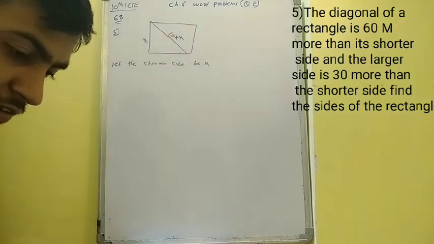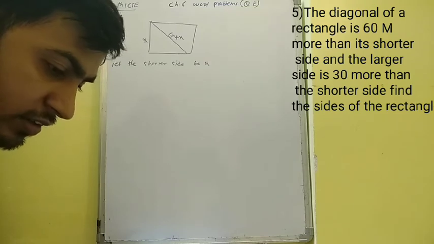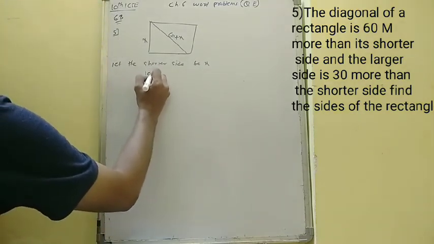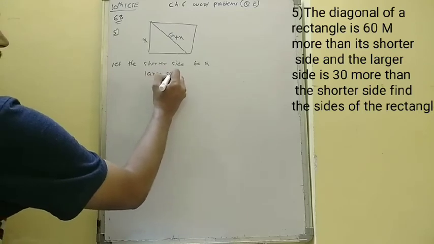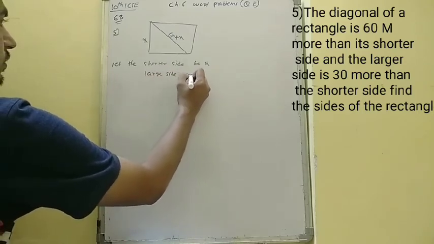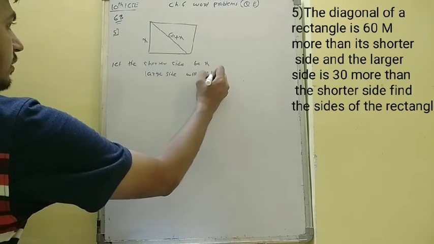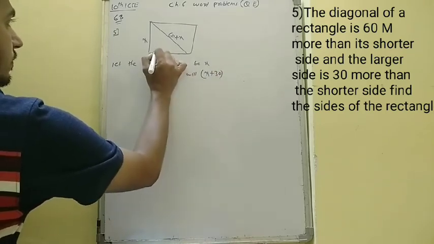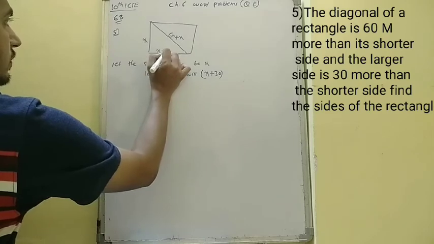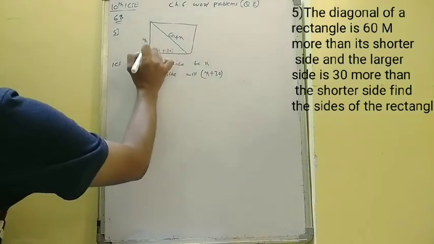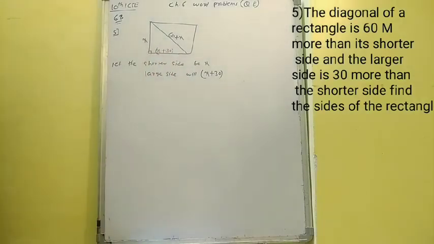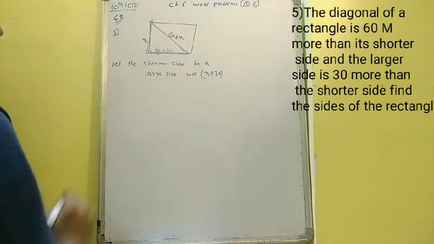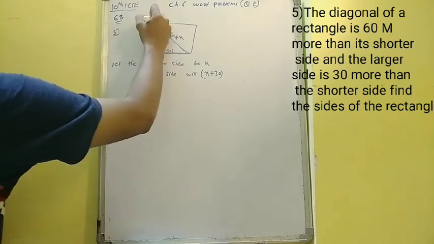And what is the second condition given? The larger side is 30 centimeter more than the shorter side. So it is x plus 30. Okay, so I can use Pythagoras theorem in the right angle triangle.